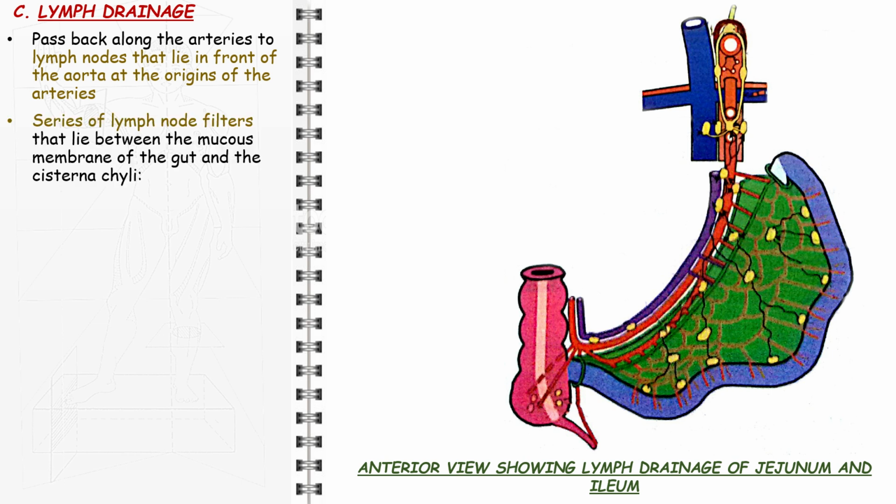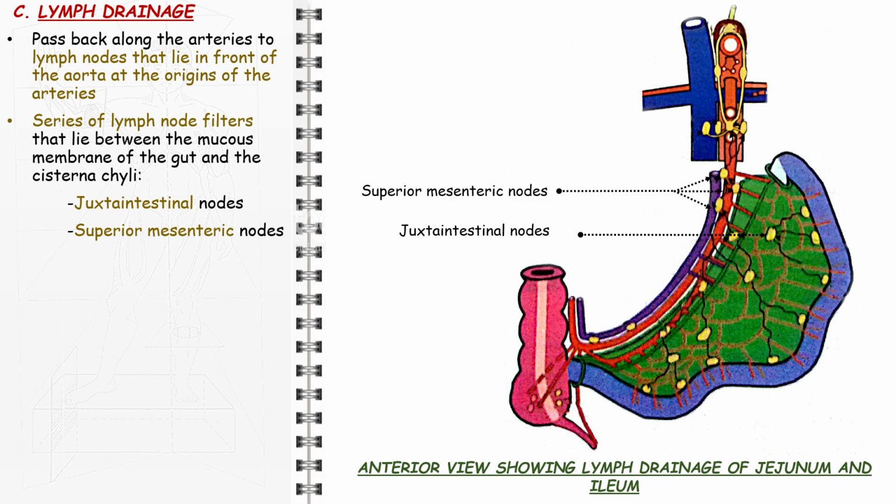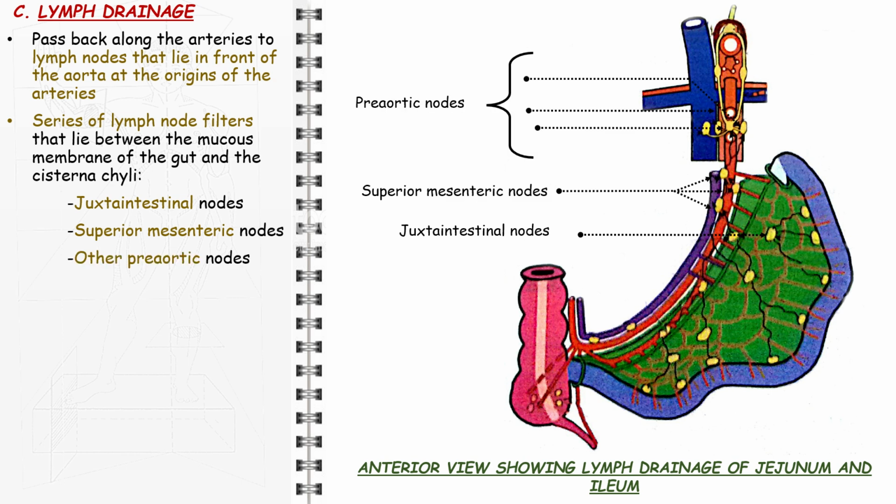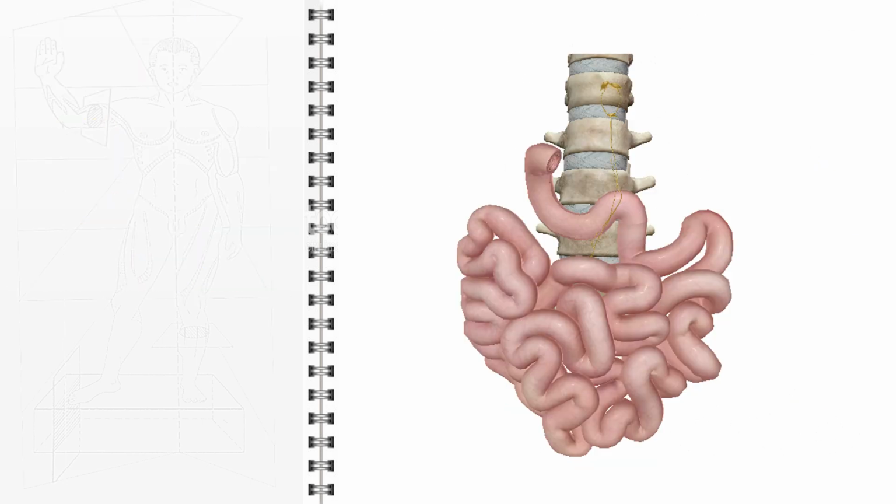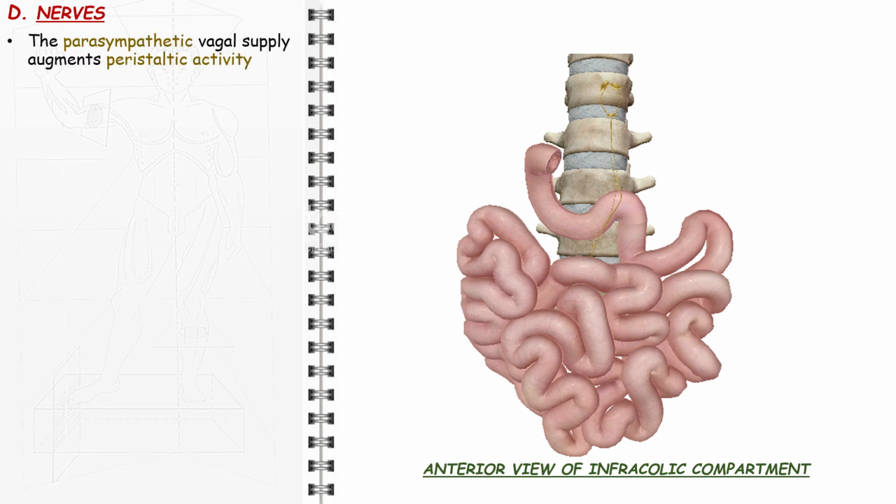A series of lymph node filters lie between the mucous membrane of the gut and the cisterna chyli: juxtaintestinal nodes, superior mesenteric nodes and other preaortic nodes. The parasympathetic vagal supply of the small intestine reaches the intestinal wall with its blood vessels and normally augments peristaltic activity. There are many afferent fibers whose function is unknown. They do not transmit pain impulses which, as with the stomach and other viscera, use sympathetic pathways.